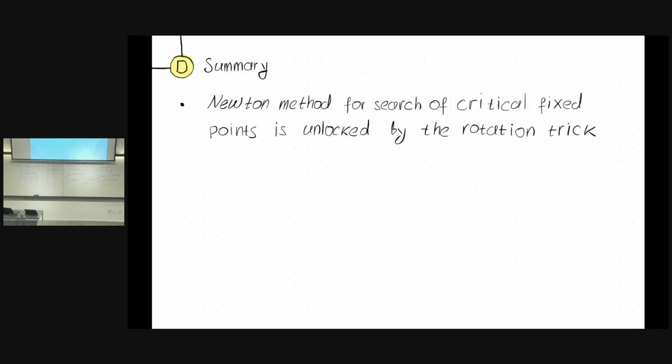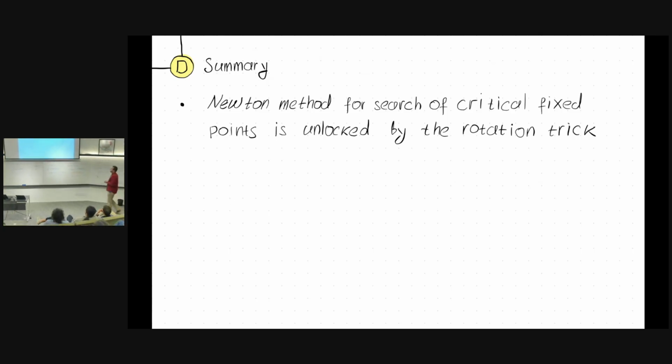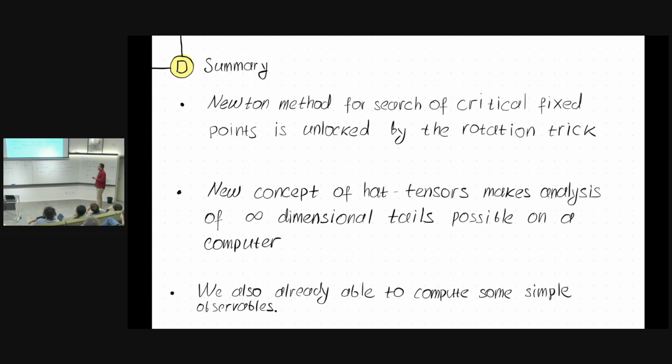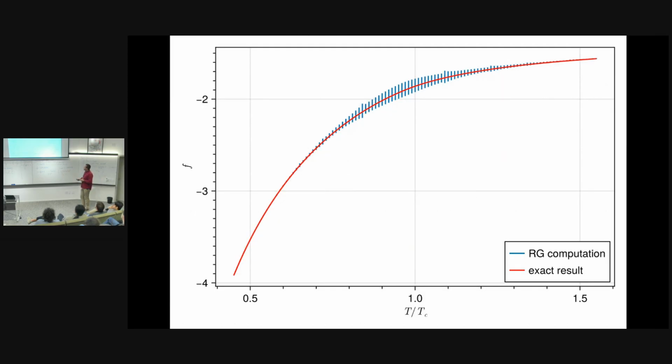So as a summary, we unlocked the Newton method, which is great. We have a map to analyze. We have this new concept of head tensors, which we can put inside the computer and work with. We can also sprinkle it with interval arithmetic, and everything becomes completely rigorous. And also, I think I didn't mention, already now we can compute some simple observables. Well, some people in our collaboration think that it's uninspiring, but I still would like to show it because I think it's nice, because such pictures were never produced using RG.